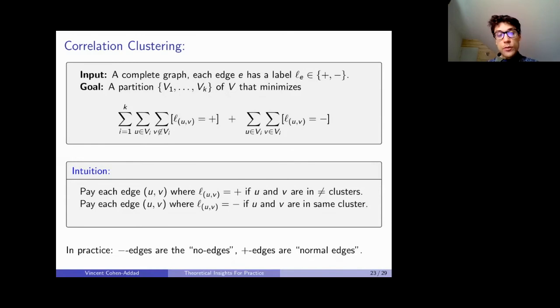In practice, we can think of this objective as meaningful in the setting where your minus edges are the non-edges of the graph. You get an unweighted graph, and non-edges are minus edges, and plus edges are the normal edges. For finding communities, for example, I think that model makes sense.